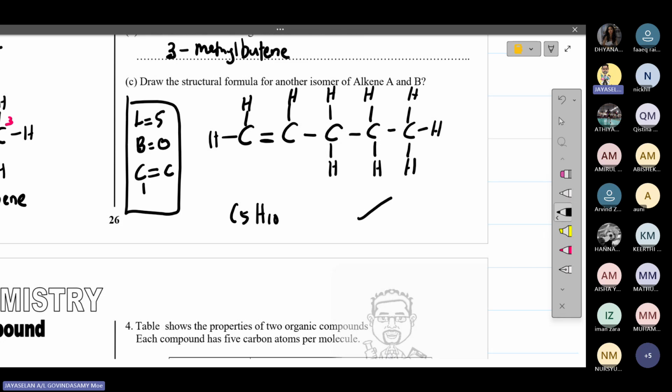Okay, or any other compound like this. Any question? Siapa dapat macam ni? Make it simple like this. Then after you finish, erase the rangka like this. Okay, you guys already score full mark. Any question?